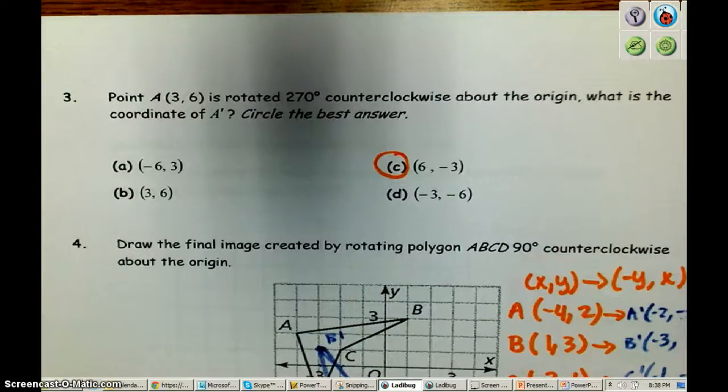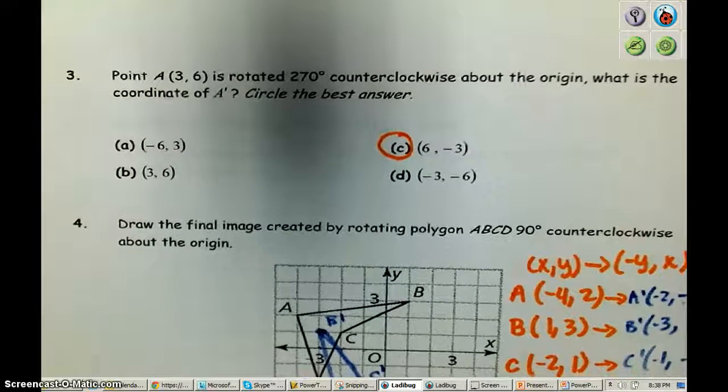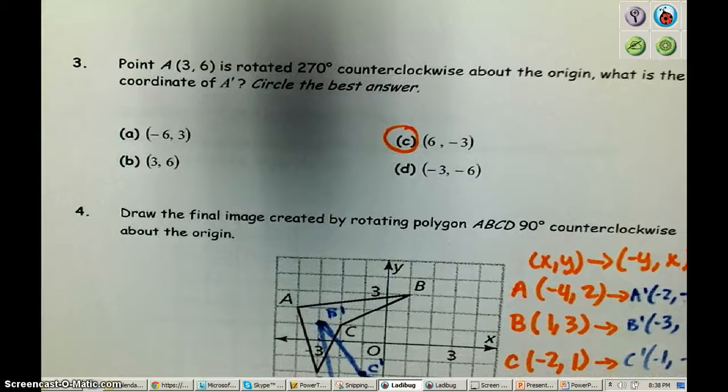Number 3, if you take the point 3, 6, and you rotate it 270 degrees counterclockwise about the origin, you should end up at 6, negative 3, because you switch the x and y, and you take the opposite of x.